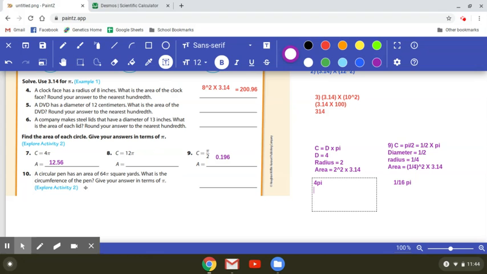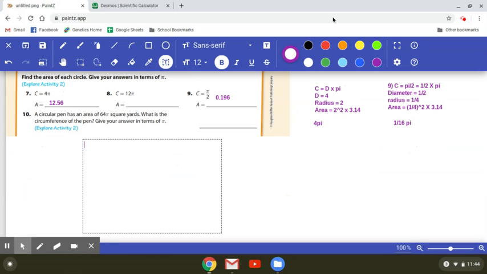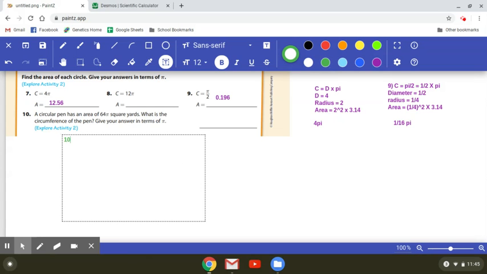A circular pen, not like a writing pen, but like a keep your cow in pen, has an area of 64 pi square yards. What is the circumference? All right, so we're going to go the other direction this time. All right, let's pick a different color. I just love changing colors. It's like those clicky pens. All right, I don't know that you can see that. So this is number 10.